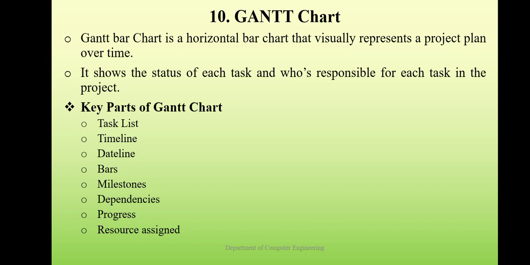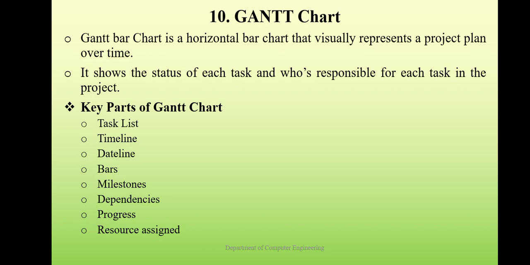Here you can see the important elements of the Gantt chart. The first is task list. All the project tasks are listed down here. Next is timeline. The time period for each task is visualized. Next is deadline. Date is also assigned to each task. Next is bars. Bars represent the task. It shows progress, duration, start date, end date of each task.